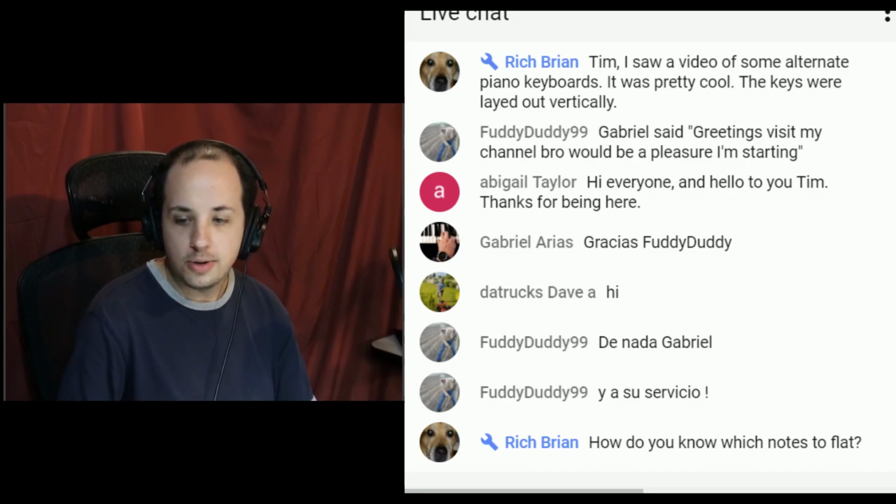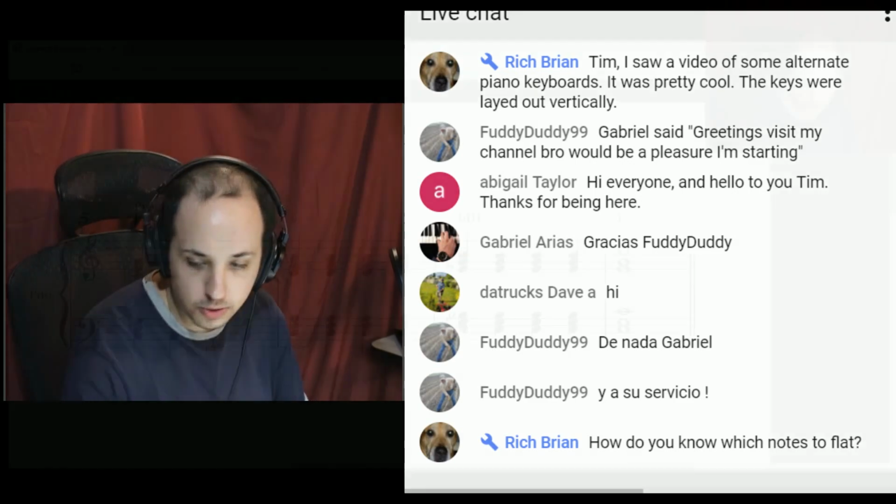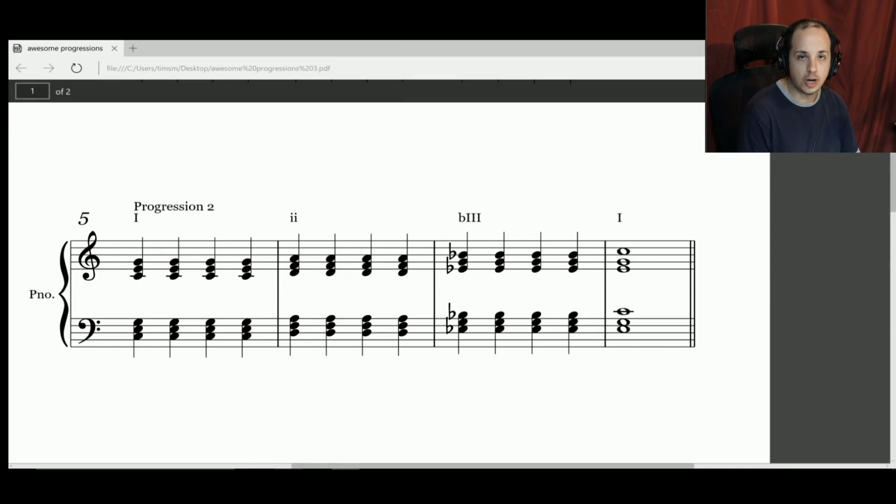How do you know which notes to flat? A very good question. To answer this, you will go up. Say we have flat 3, right? This is what this means. You're going to go up to the 3rd note of the scale. So if we're in C, that's E. What you do is you flat it, and you're always going to build a major chord on that note. So if it's E flat, to make an E flat major chord, you have E flat, G, and B flat. And that's just how you make an E flat major chord.